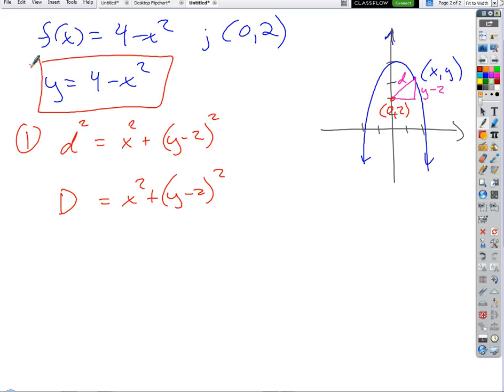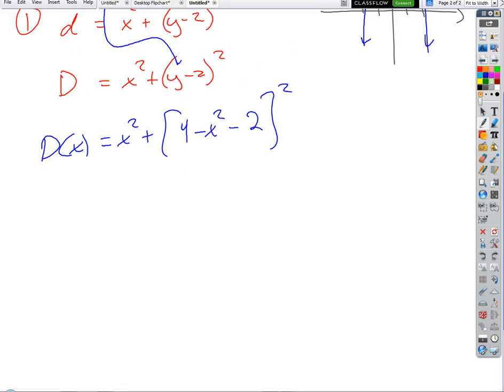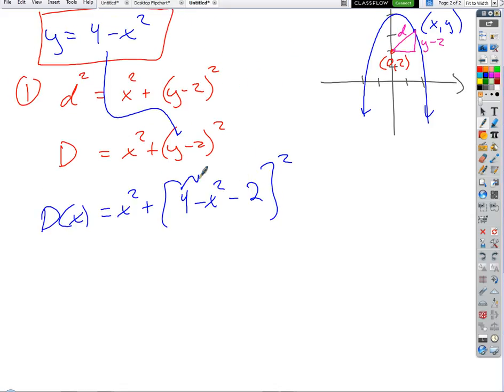There's the relationship, right? It's a function. A function is just a rule that relates input and output variables, right? So that's what we could plug in right there, right? Everybody get it? So then we end up with D of x now. We're going to eliminate the y. D is equal to x squared plus, well, y is going to be 4 minus x squared, minus 2 squared, right? Everybody with me? Does that make sense? The y just became that.